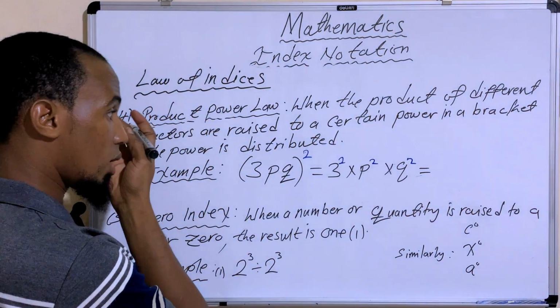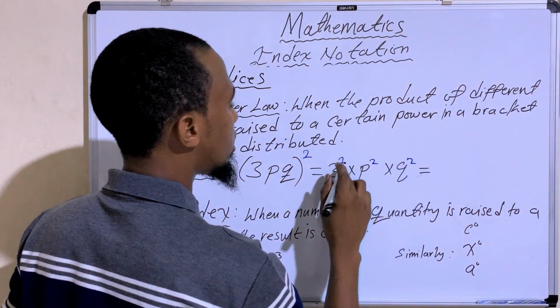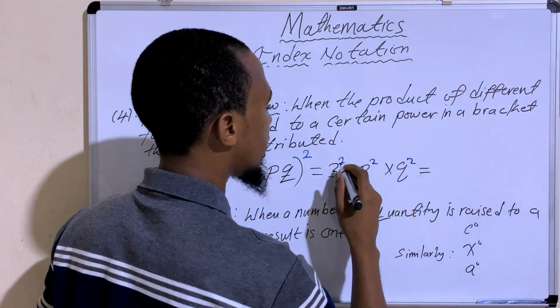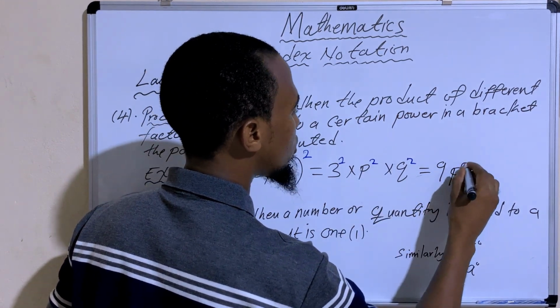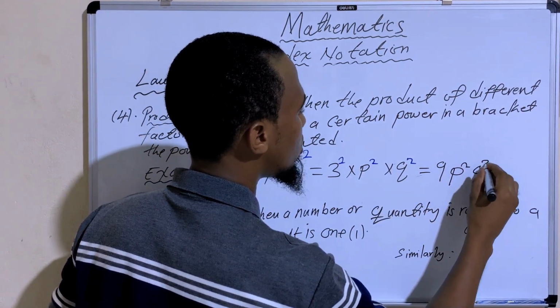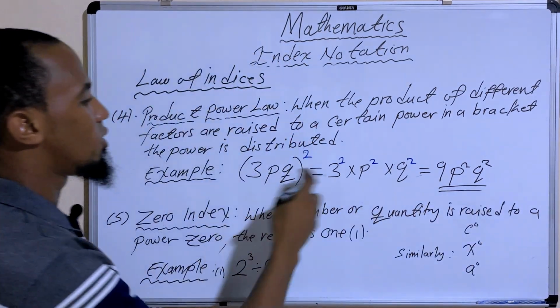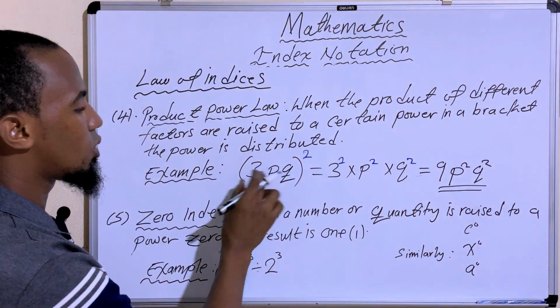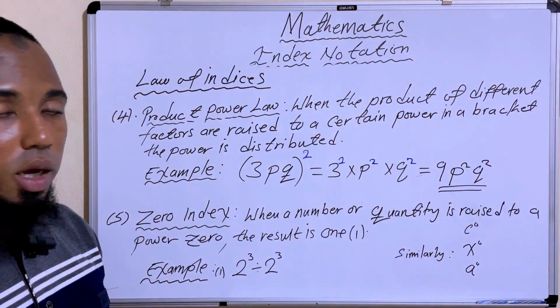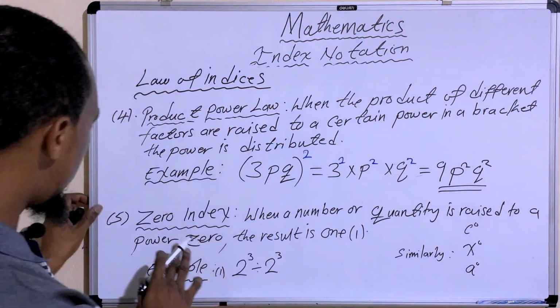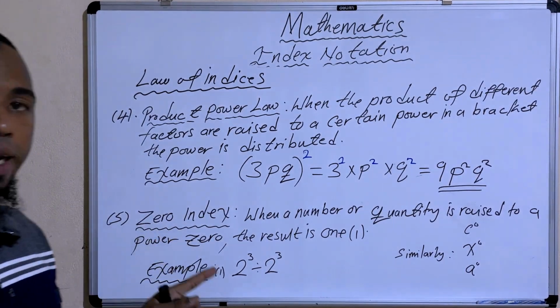This is equal to now 3 squared is the same as 9. That is 3 times 3. It is going to be 9p squared q squared. You are seeing we have distributed the power outside here to all of them, and we end up having 9p squared q squared. Now we move to this one, which is called the zero index.